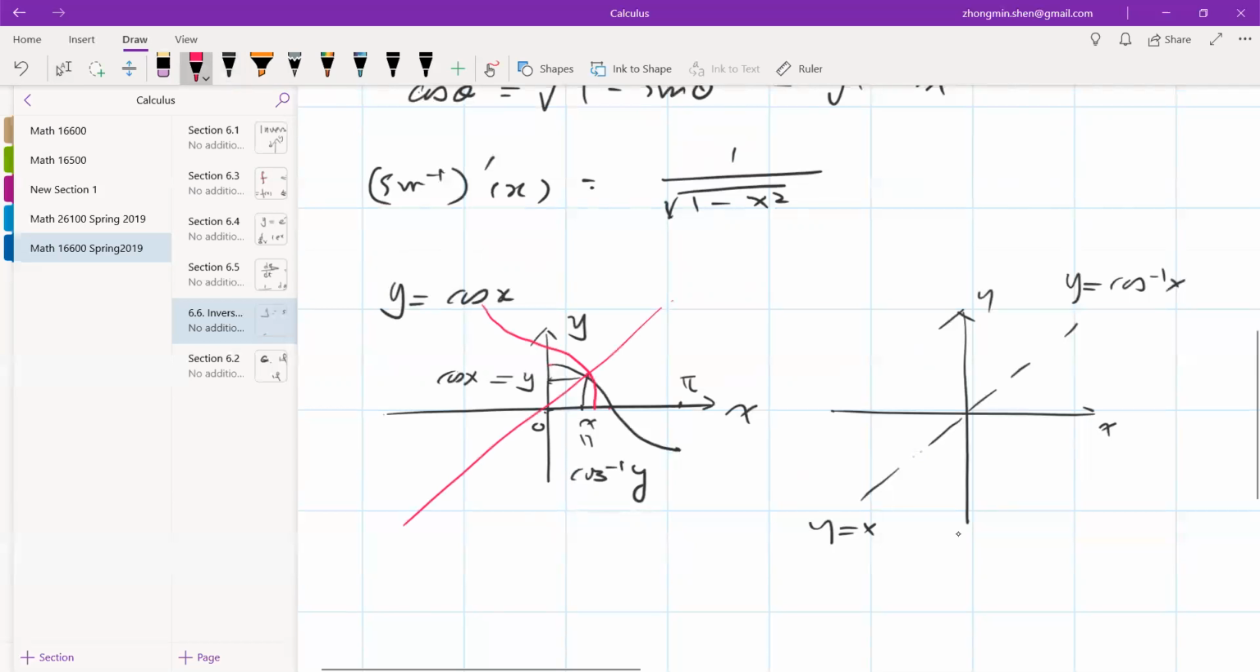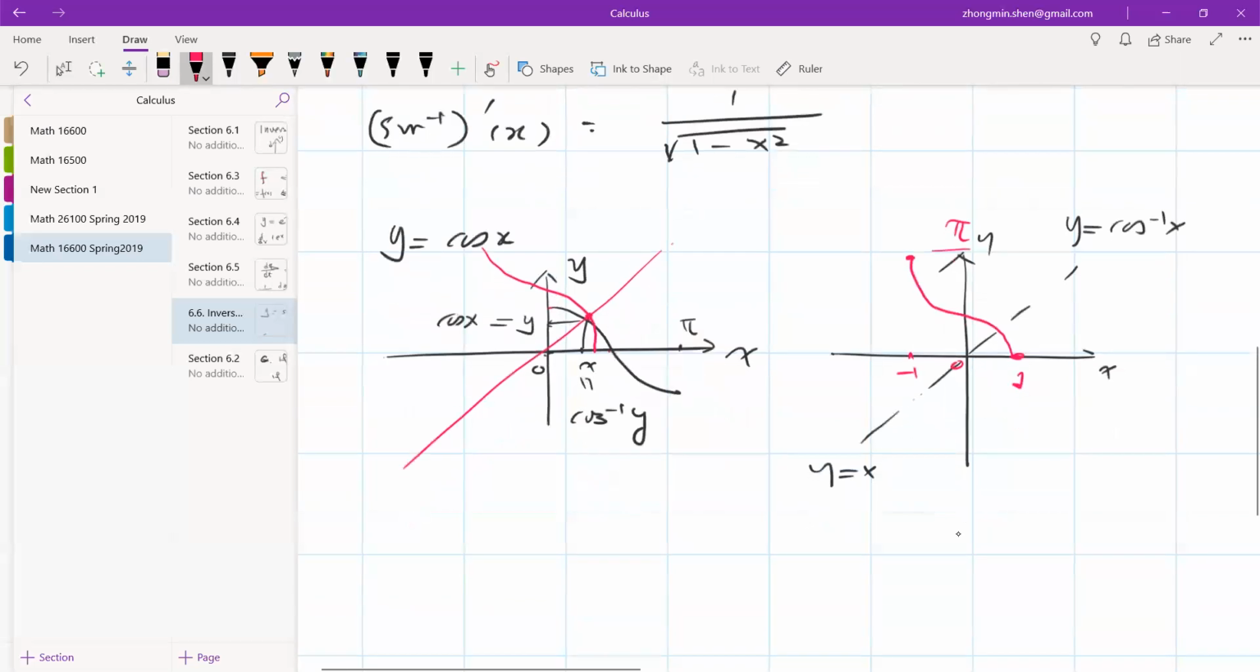Okay. Yeah, it's a symmetry about this line. So my graph will be like this. Okay. Right, this is going to be the point 1. That's going to be point negative 1. It's a 0, and here's a pi. Right. So this is the inverse function.